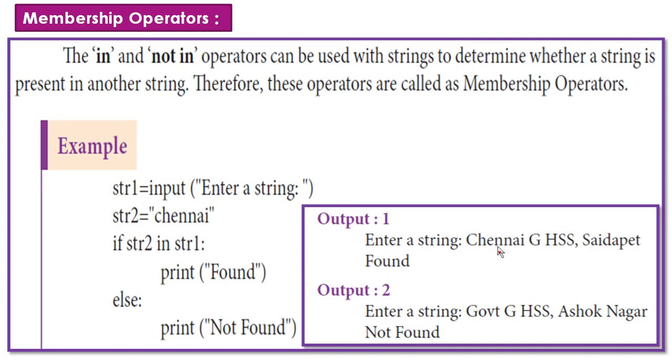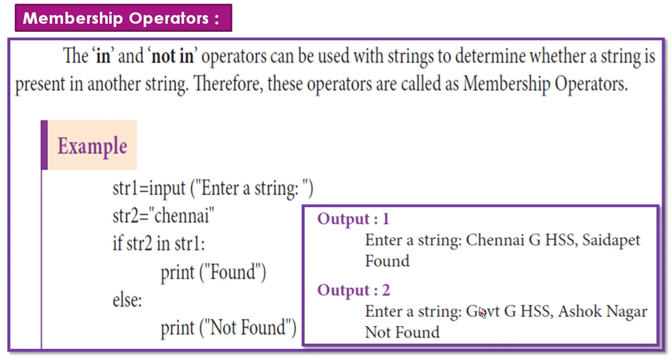Here the entire string is Chennai GHSS Saidapet. This string is assigned to the variable str1. str2 is already Chennai. By using the if structure, the membership operator is used. So str2 in str1, the keyword Chennai is found in this string Chennai GHSS Saidapet. So the result is found.